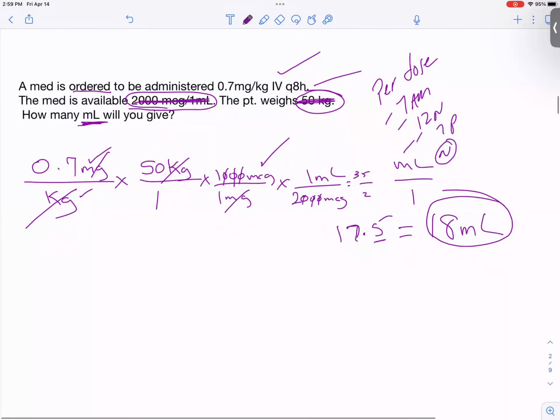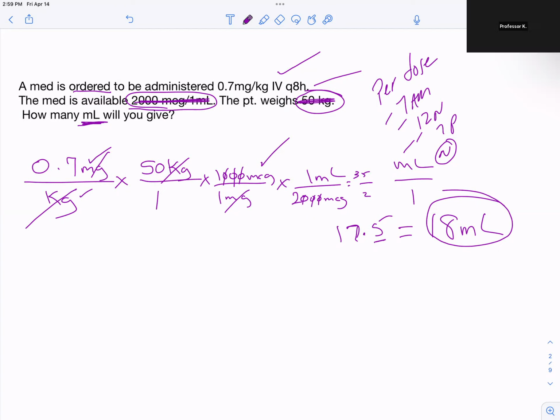Yeah, so let's look at this question. The doctor ordered a medication to be administered 0.7 milligrams per kilogram. You're going to give that IV every 8 hours. So he wants you to give 0.7 milligrams per kilogram. So let's think this through. How many kilograms did the patient weigh? 50, right? Okay. So really, he wants 0.7 milligrams for every kilogram. So 0.7 times 50 would be 35 milligrams, right?